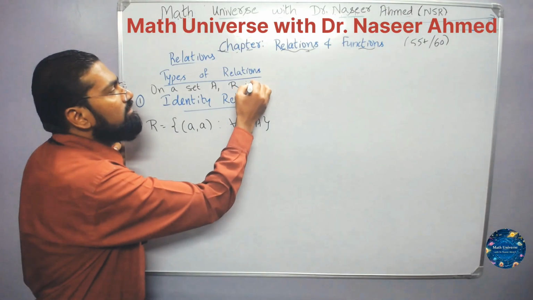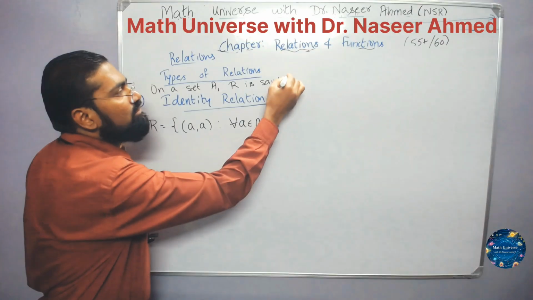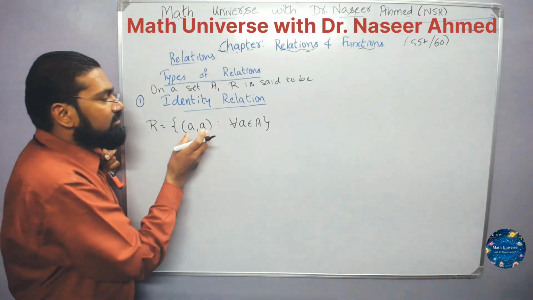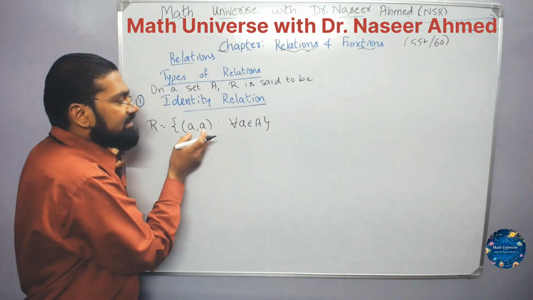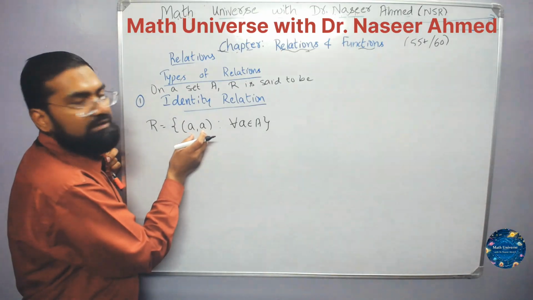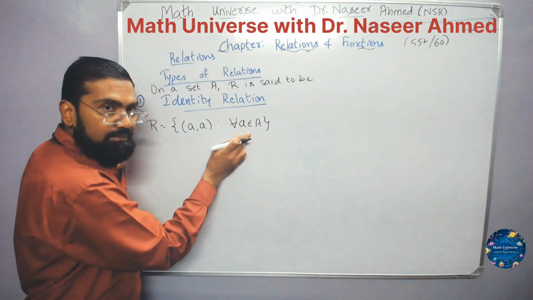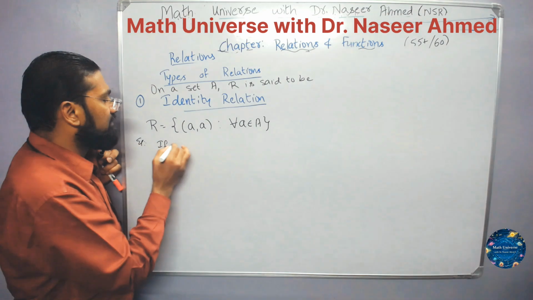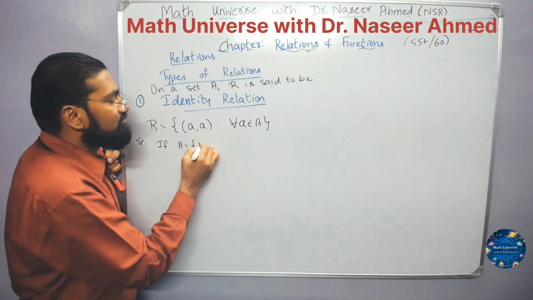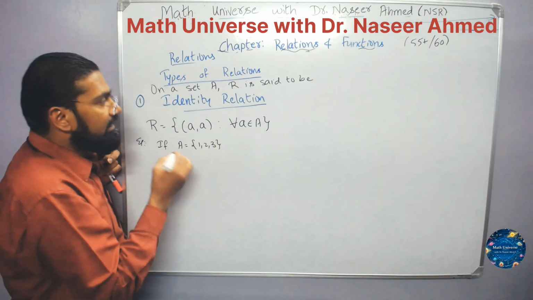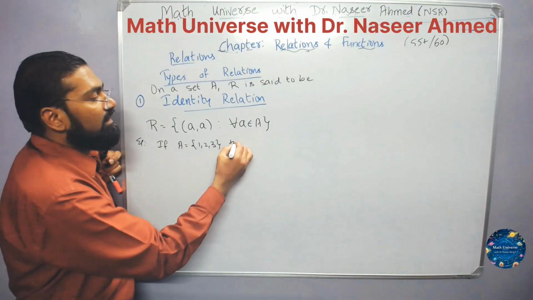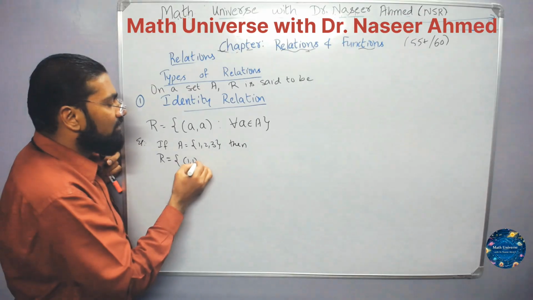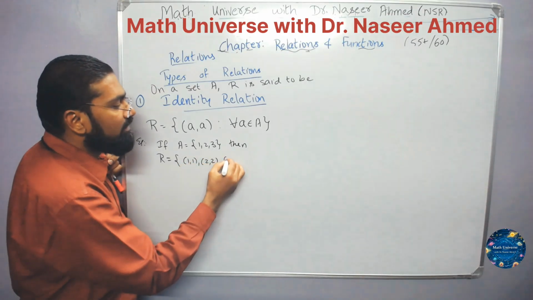R is said to be an identity relation if it is the set of all ordered pairs where both first and second elements are always same, and that should happen for each and every element. For example, let us understand with the help of an example. If set A contains 1, 2, 3, then the identity relation will be R is equal to ordered pairs (1, 1), (2, 2), (3, 3).